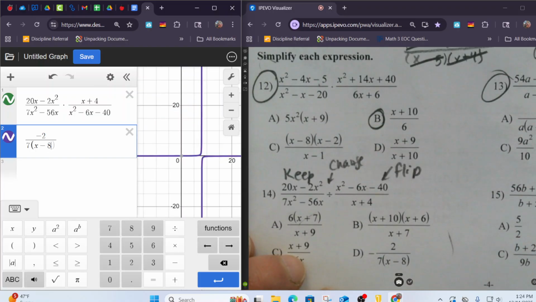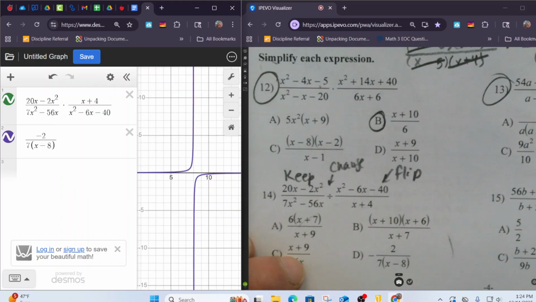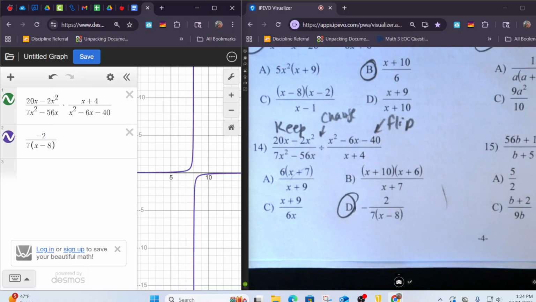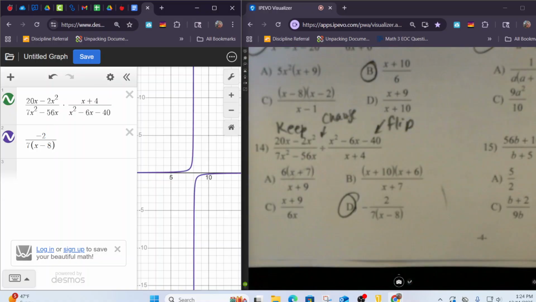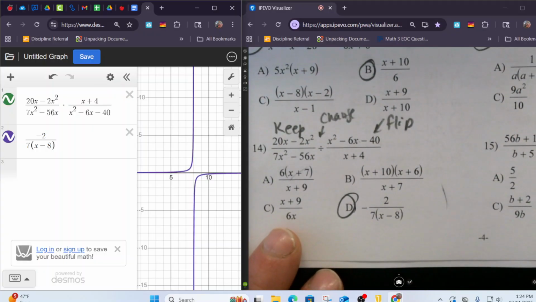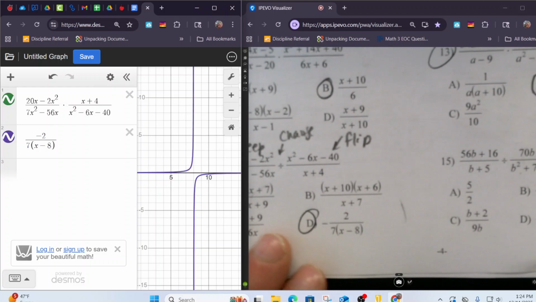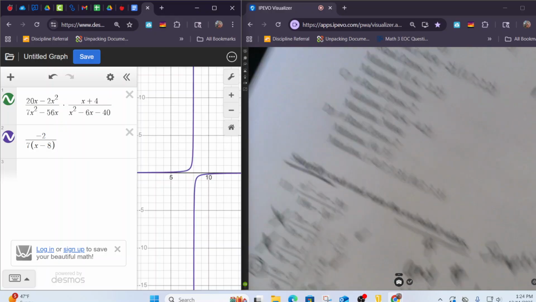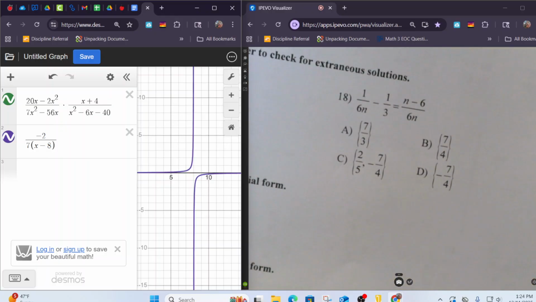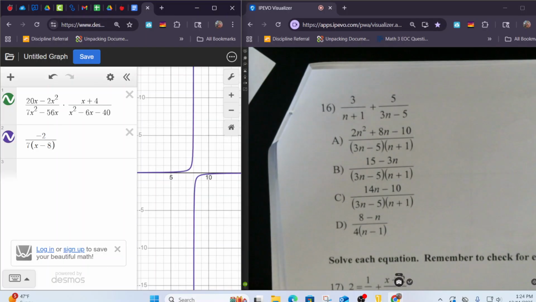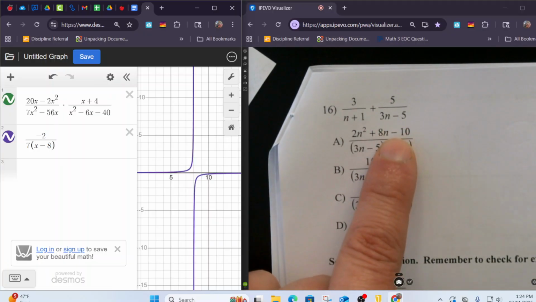Guys, Cam is right, D's the answer there for number 14. But that's what I would do. Like I said, you do however you think's best. But I would take that advice. Guys, the addition ones.